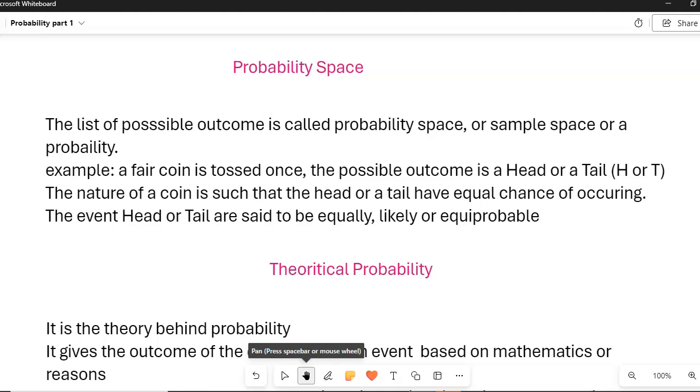An example: when a fair coin is tossed once, the possible outcome is a head or a tail. We can talk about H for head, T for tail. The nature of a coin is such that the head or the tail have an equal chance of occurring, so the events are said to be equally likely or equiprobable. Those are the outcomes if we toss a coin.